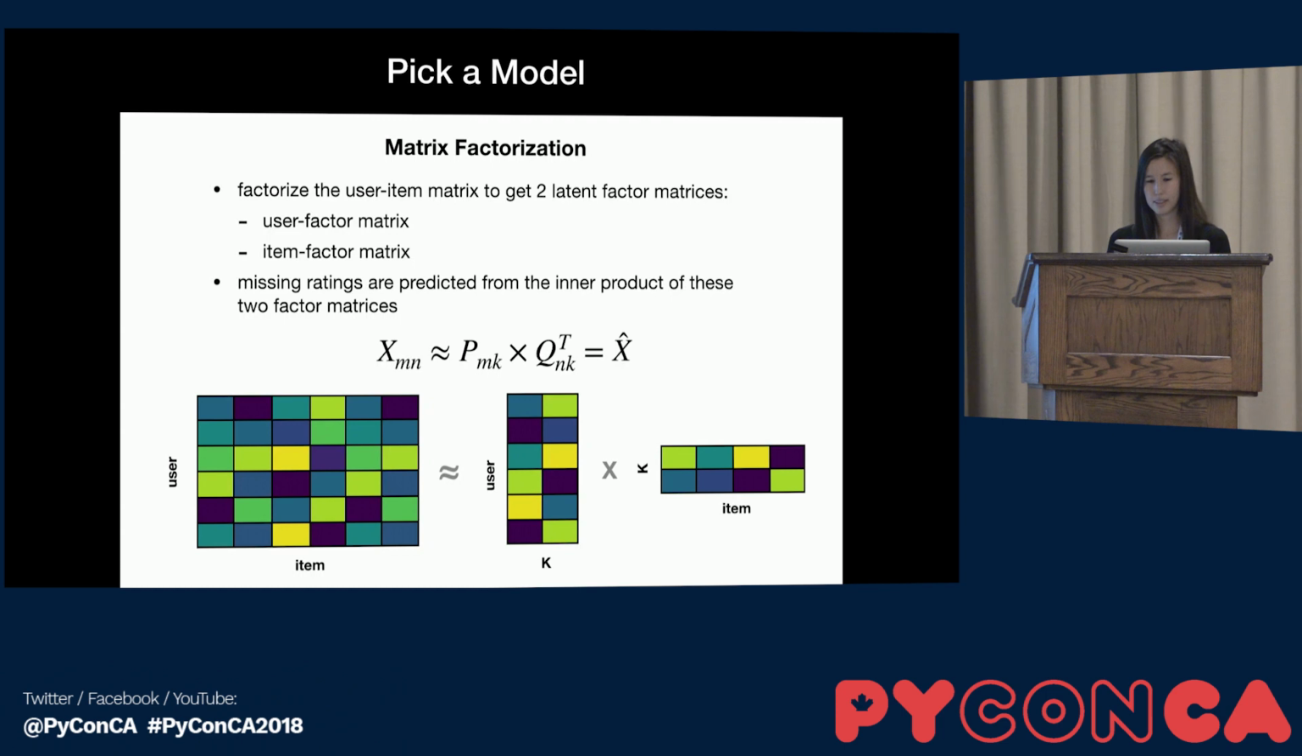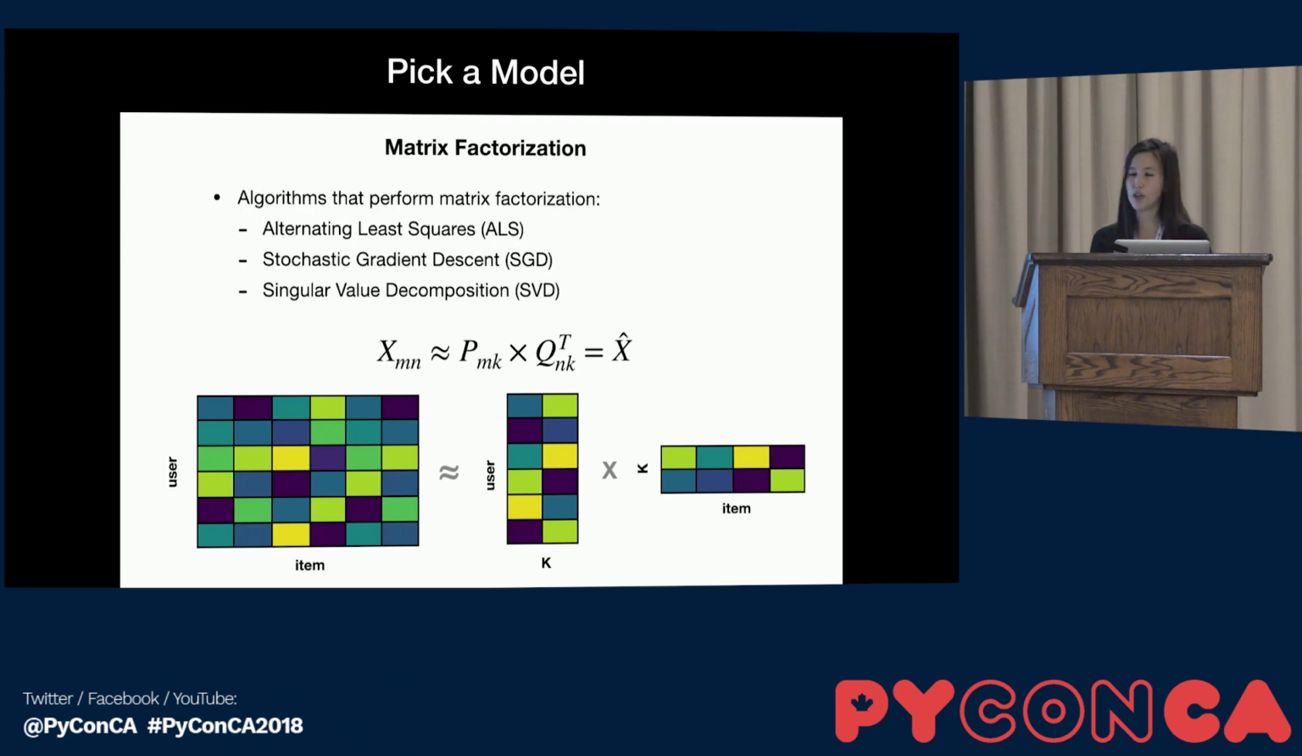But once we have these two latent factor matrices, we can reconstruct the user item matrix by taking the inner product of these two factor matrices. And this reconstructed matrix will have populated the empty cells in our original matrix. And so the population of these cells can be thought of as our predicted ratings.